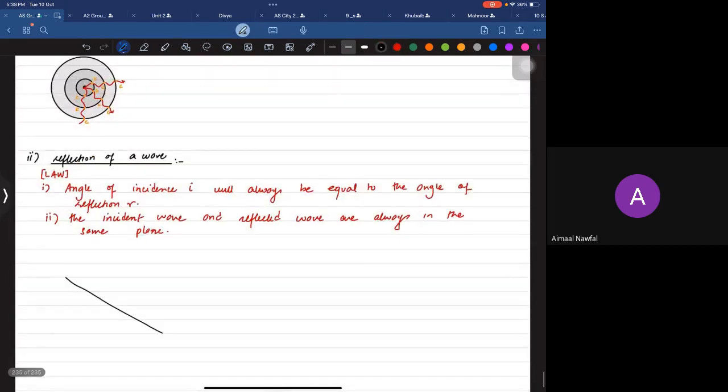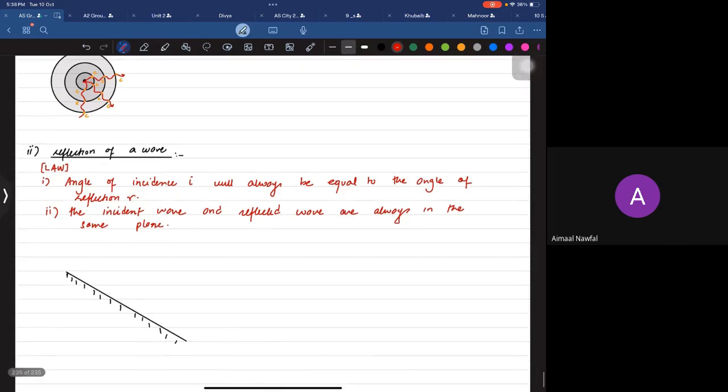So if there is a sort of a barrier that you see, and the waves are coming in like that, and they strike at some point. So obviously, you might remember you had to draw normal like this. This will be angle I, and then the wave would reflect at the same angle from normal. This would be angle R, the same value.